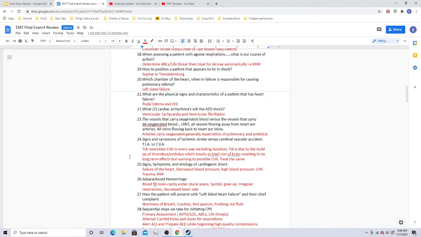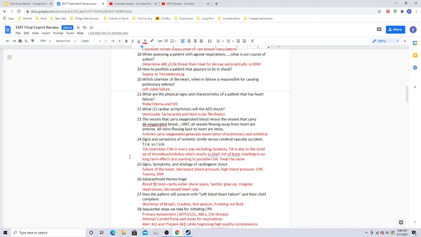JVD, jugular vein distension, generally with your SOB or your left-sided failure, that's where you'll be seeing that. So yeah. The two shockable arrhythmias on the AED will be your ventricular tachycardia and ventricular fibrillation. As an EMT, those are the only ones that you need to know, and you generally won't be reading an EKG or using a defibrillator, so it's going to just generally be the AED advising a shock.